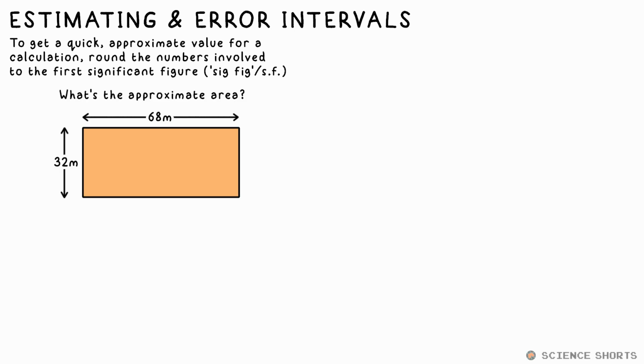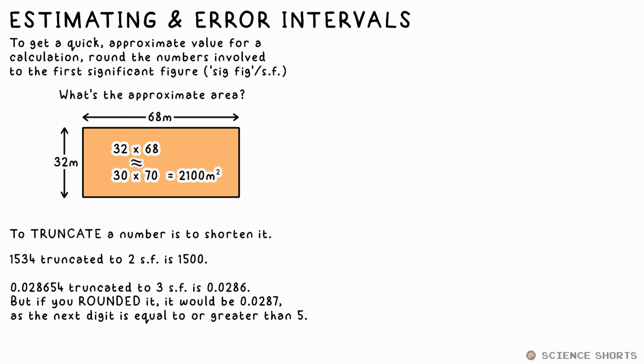We can round the numbers involved to one significant figure, or sig fig, or SF for short, to allow us to do a mental calculation quickly. What's 32 times 68? Well, let's round them to 30 and 70. Multiply the first sig fig, which gives us 21, and then we have the 10 times 10 too, which is 100. 21 lots of 100 is 2,100. We use a wavy equal sign to show that 32 times 68 is approximately 2,100. To truncate something is to make it shorter.